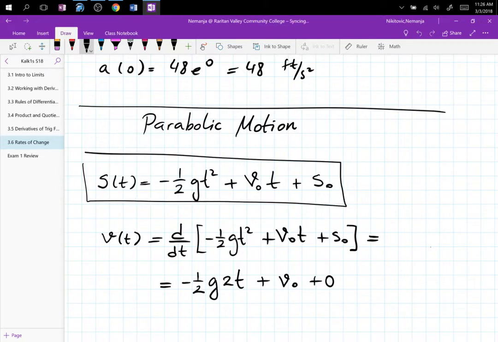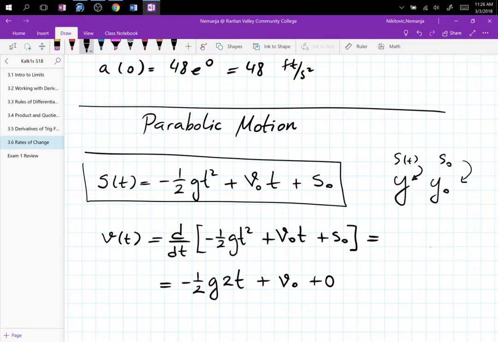Recall when I did my experiment with the marker, I tossed it from this height. This s is the height from the floor, right? We can rename this s of t as y, and then rename s0 as y0, right? So this is your s of t, and this is your s0.